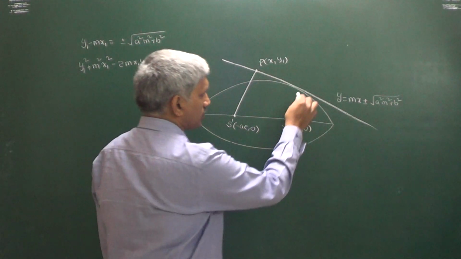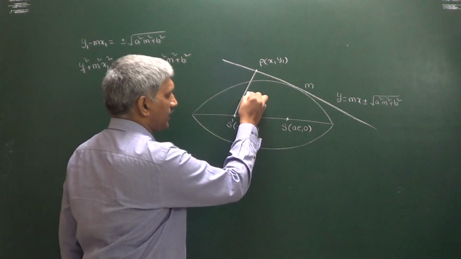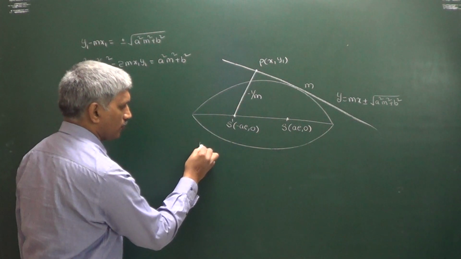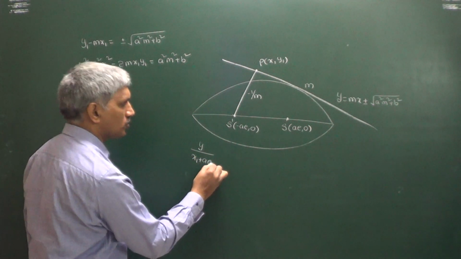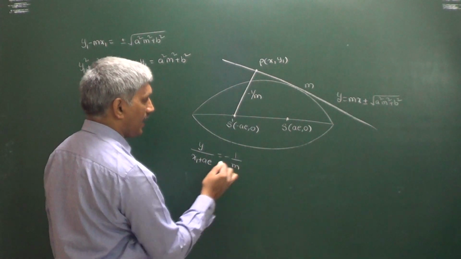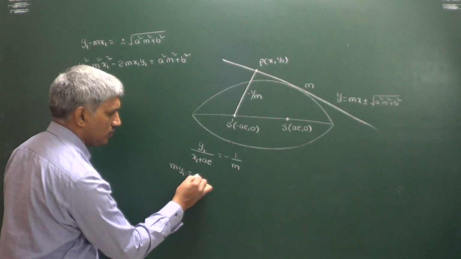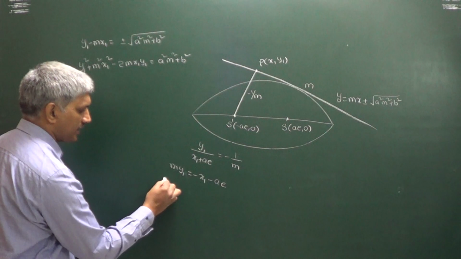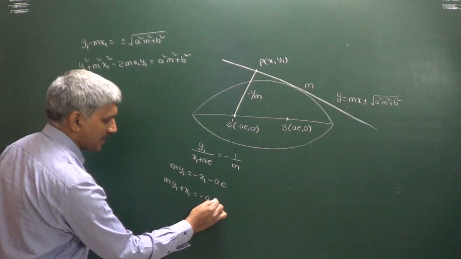Now, as we know, the tangent slope is m. What is the slope of this line? This line's slope is minus 1 by m. Actually, the slope is y1 divided by x1 plus ae. But the slope must be equal to minus 1 by m. So cross multiplying, we get m y1 equals minus x1 minus ae. The same we can write as m y1 plus x1 equals minus ae.